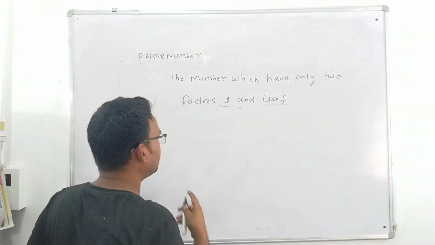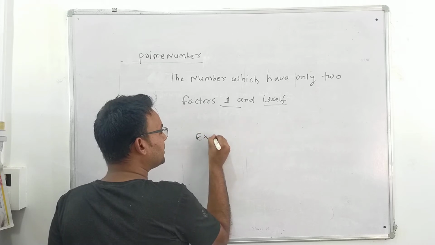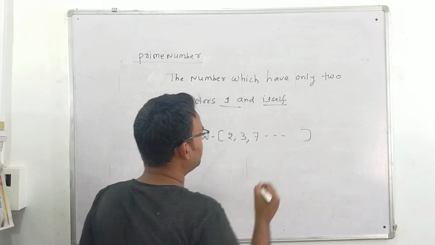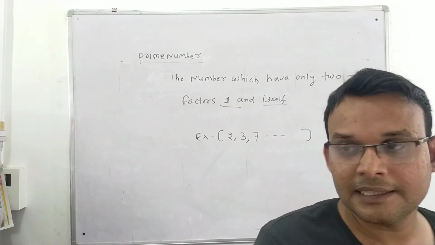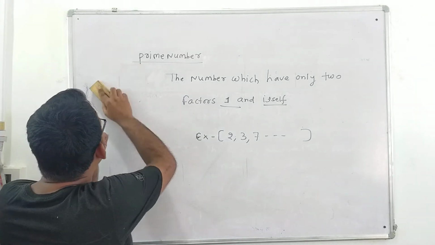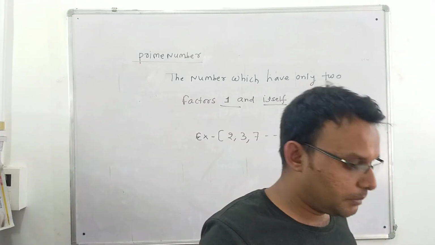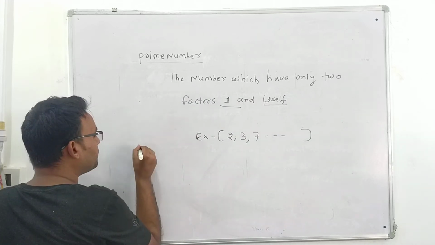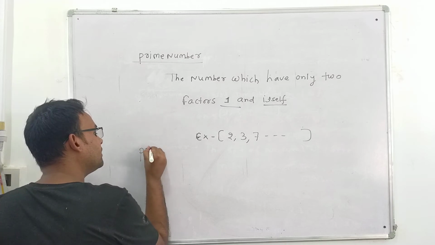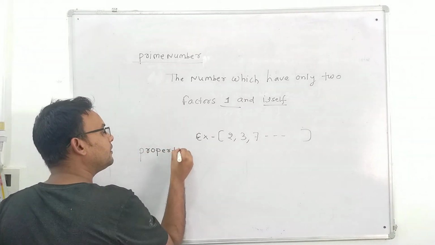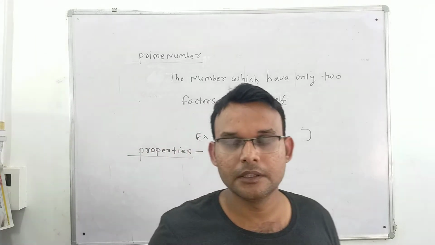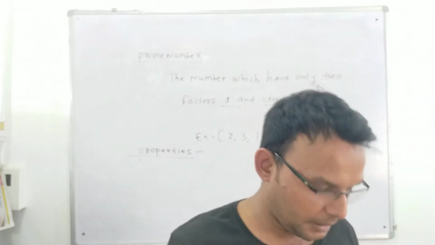Examples of prime numbers are 2, 3, 7, and so on. Okay. Now there are no thumb rules to count the number of prime numbers, but we will see the different properties of prime numbers.